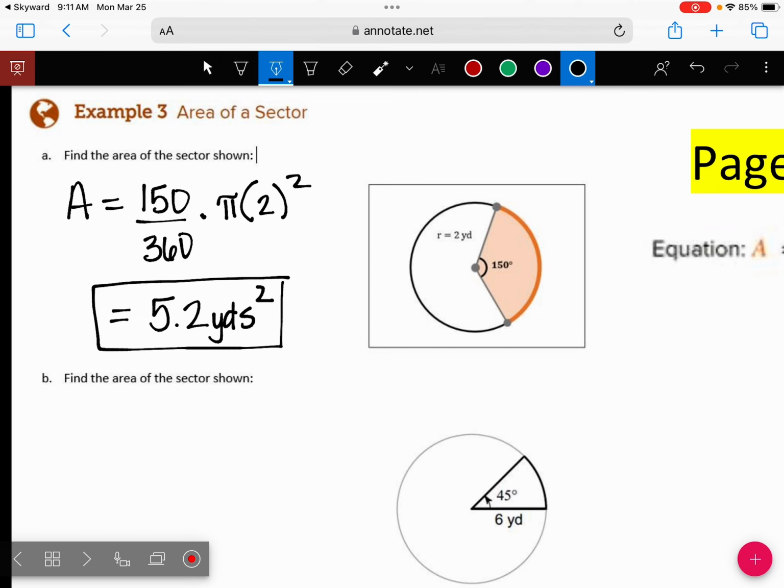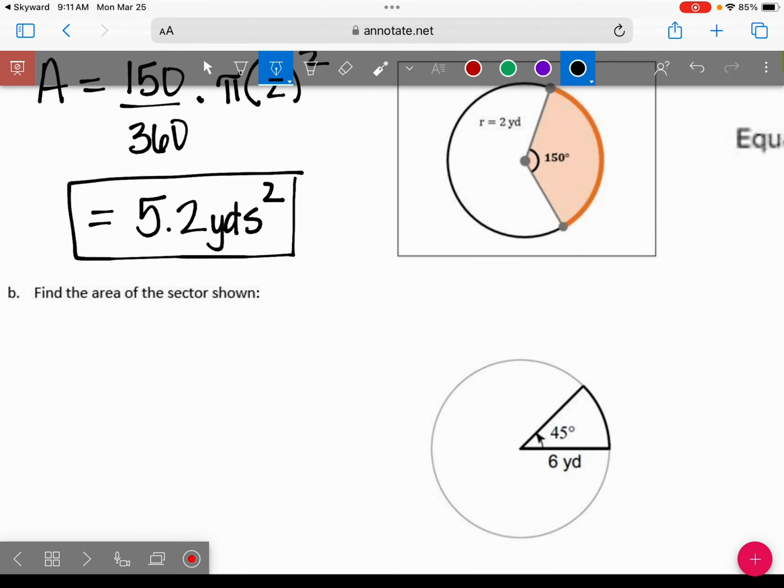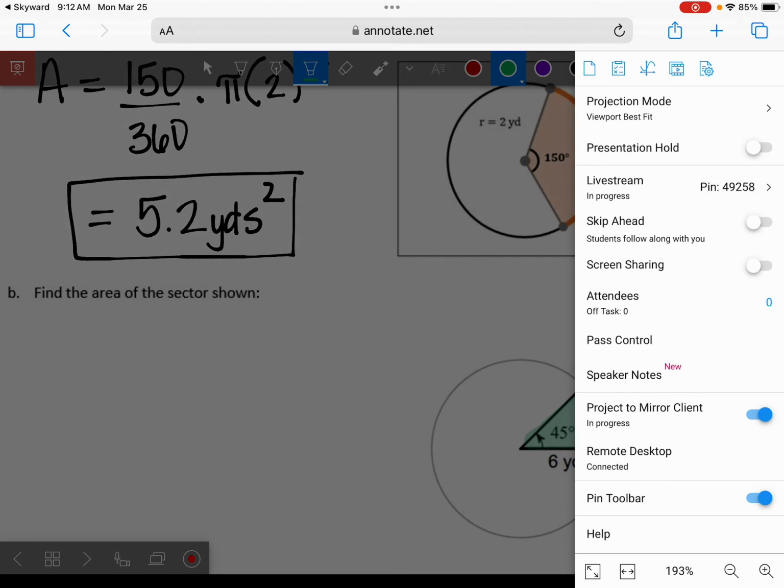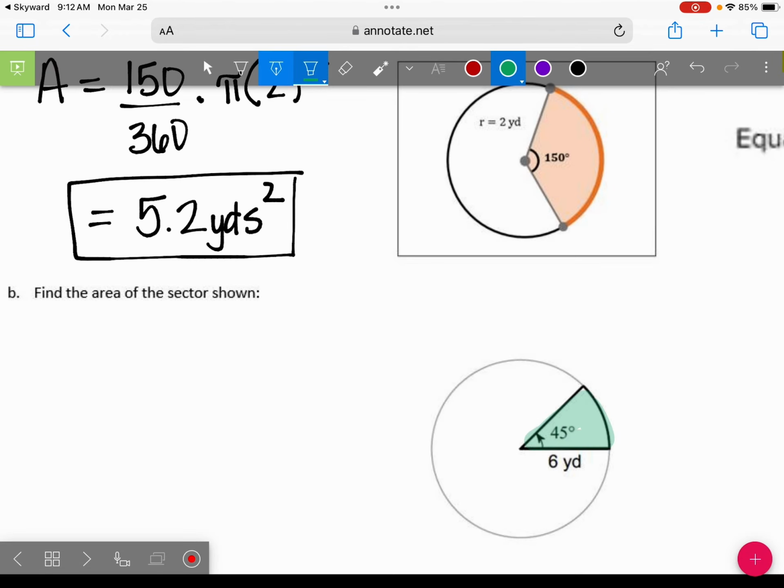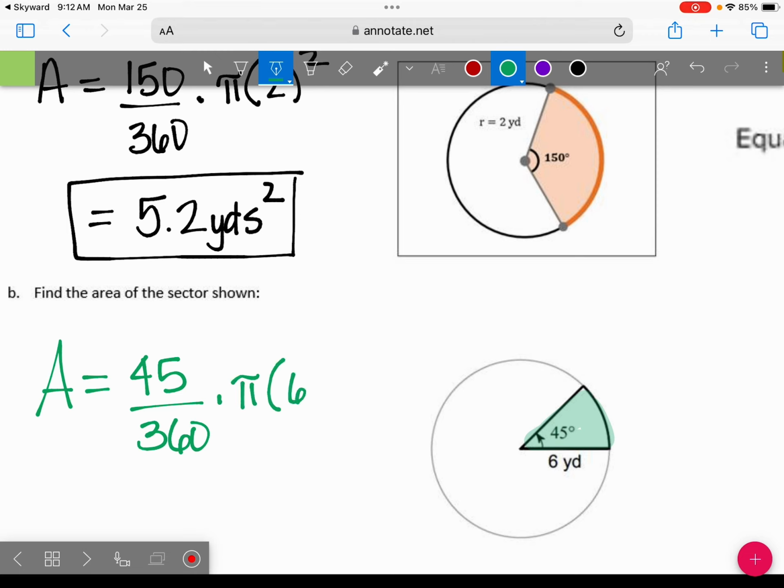Try to do this next one by yourself. So I want to find the area of this slice, just this little piece right here. So use that formula to find the area of that slice. So it's the angle over 360 times pi r squared.